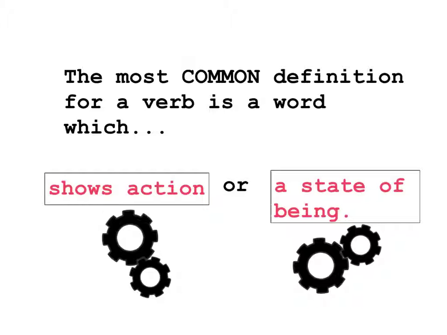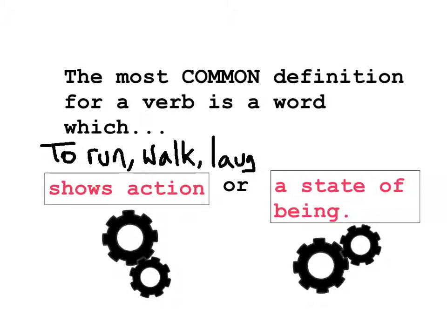So for example, amongst common action verbs, we get words like to run, to walk, to laugh, to dream, to fly, to smile. Amongst the state of being verbs, we get words like to be, and all of its children: is, are, was, were, am, been, being.